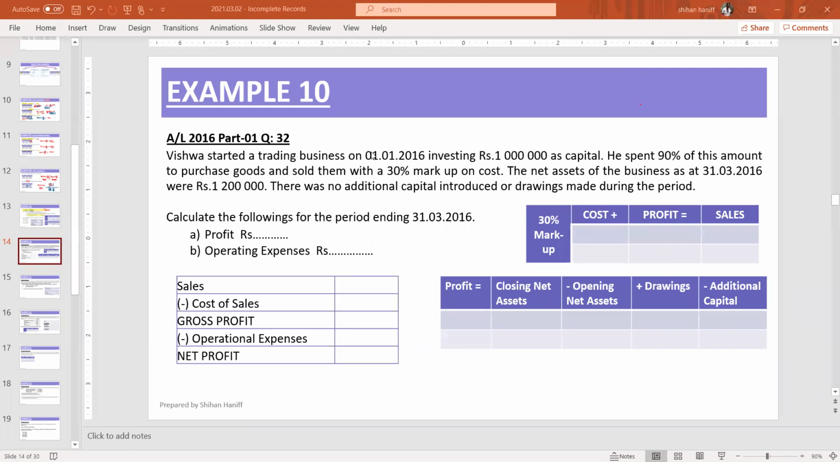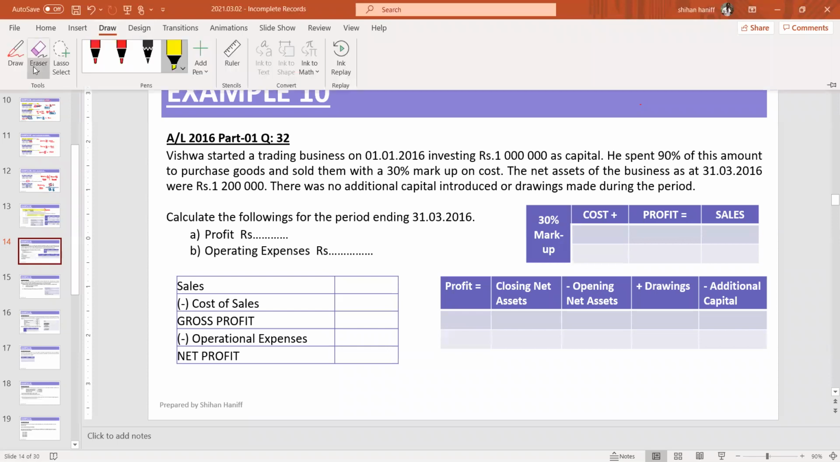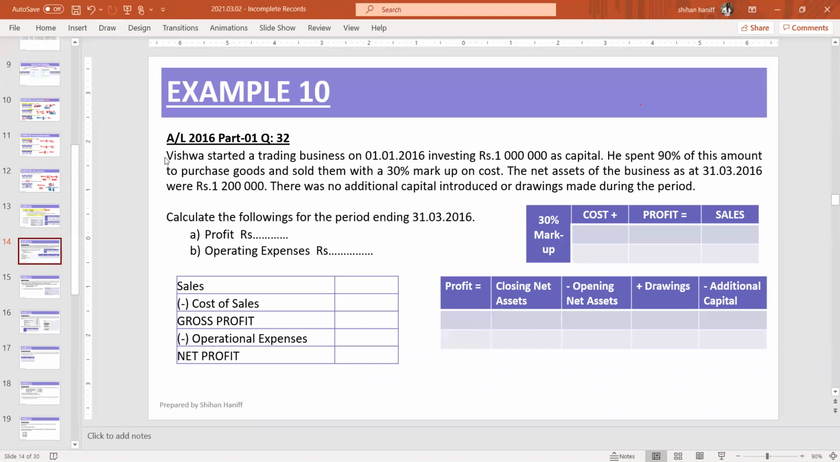This is an A-level past paper question. Vishwa started a trading business on 1st of January 2016, investing 1 million as capital. It's the opening capital. He spent 90% of this amount to purchase goods and sold them with a 30% markup on cost. Markup is on cost.